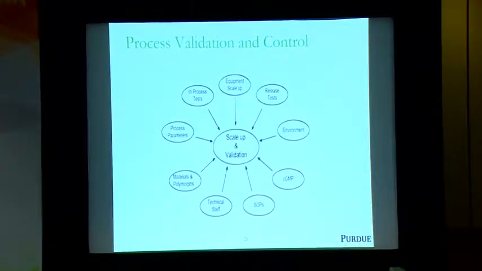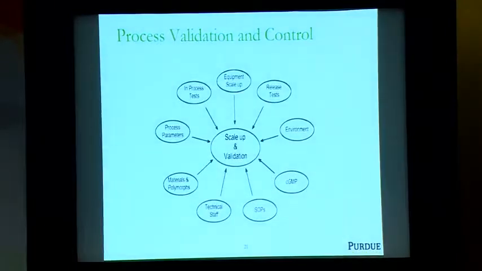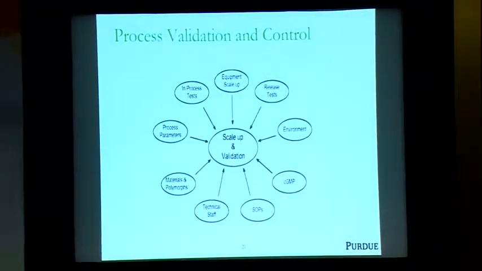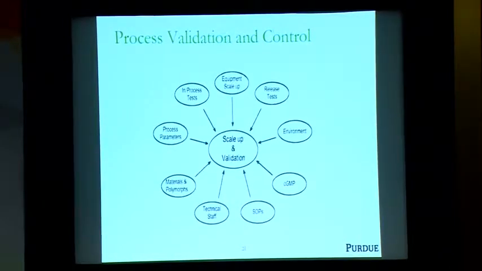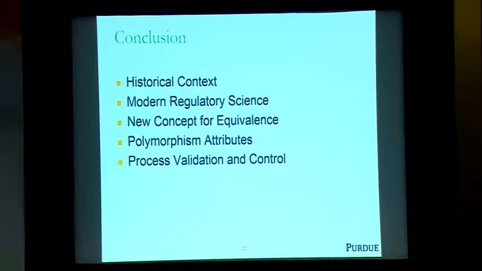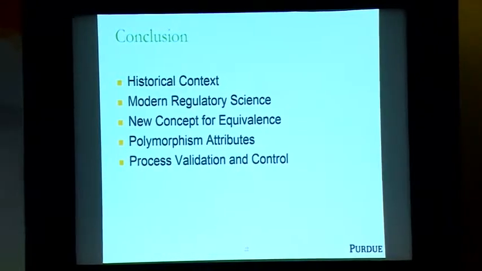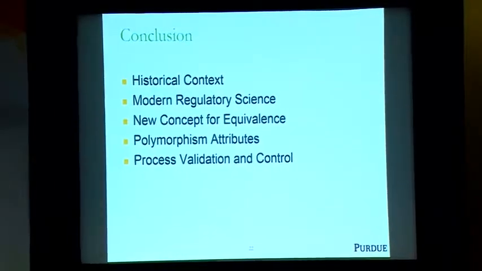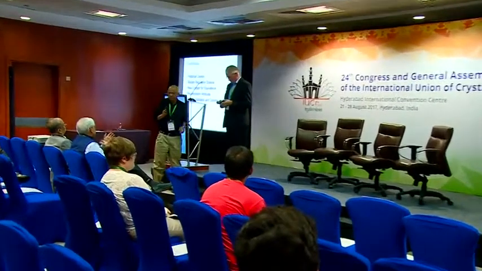Polymorphism is also very important in this most difficult area called process validation. So regulatory agencies require you to make a product in a validated way. It works the same way every time. Again, polymorphism and how you control that is absolutely critical. So just to finish up, we covered historical, a little bit about modern regulatory, this equivalence concept, polymorphism, and process validation.